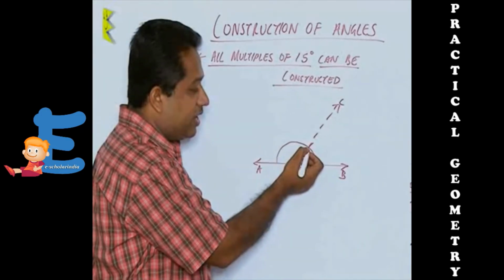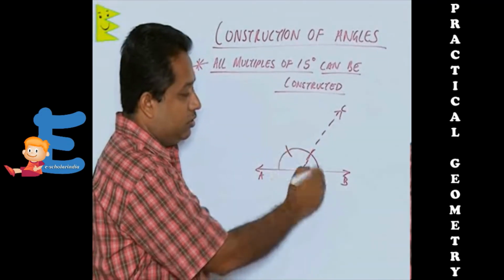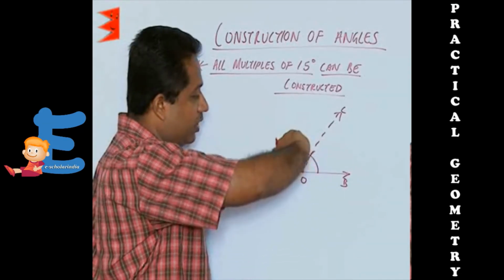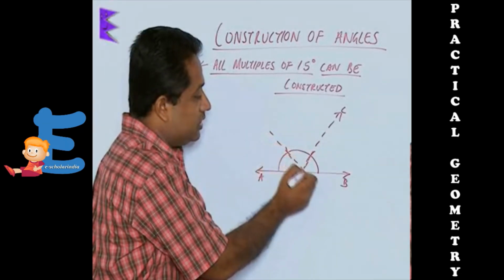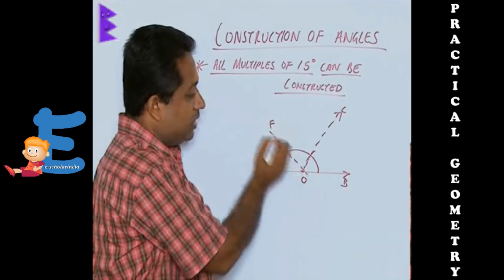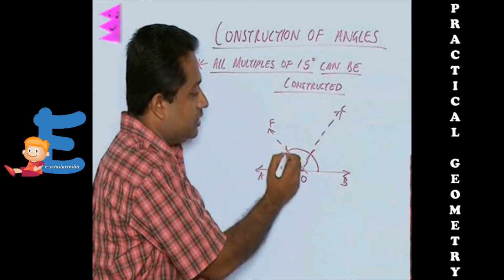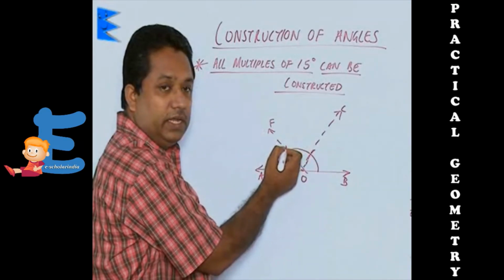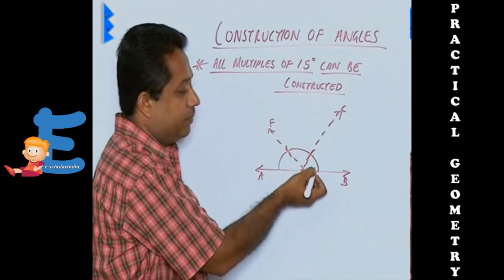Without changing the radius, again we are going to cut one more. So the first cut was 60. Without changing the radius, again from this point, cut an arc. Join this. This becomes, let's say, point F. So this angle is now 120. So 60 here. From here to here we get 120 and the total of course is 180.